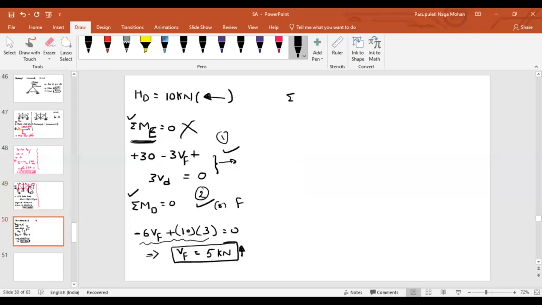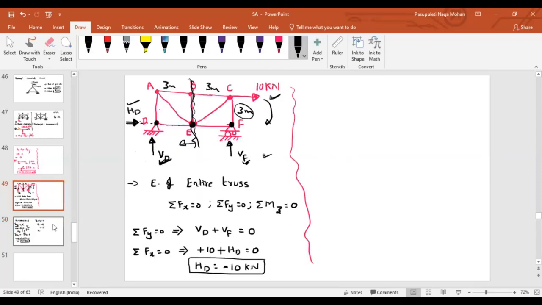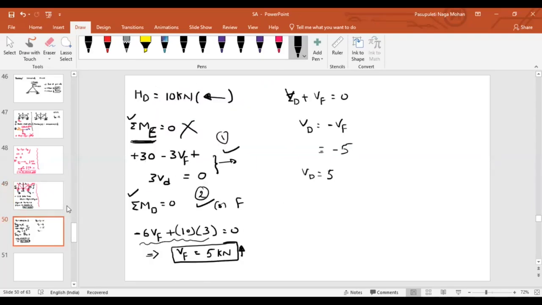Similarly, already we have written this equation: summation of Fy equal to 0. That means what are you getting? VD plus VF is equal to 0. That implies what is my VD? That is nothing but minus 5, minus VF. What does this minus represent? Again, my assumed direction is wrong. What is my assumed direction? Upward. Instead, what should I consider? I should treat it as downward. 5 kilonewton in the downward direction. Is it okay? Yes, sir. So after that, what you have to do? You have to represent the forces here.